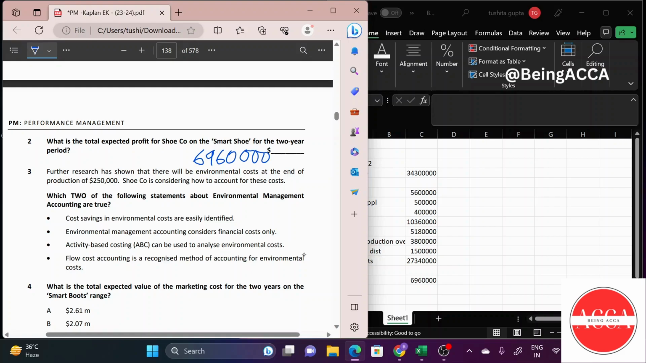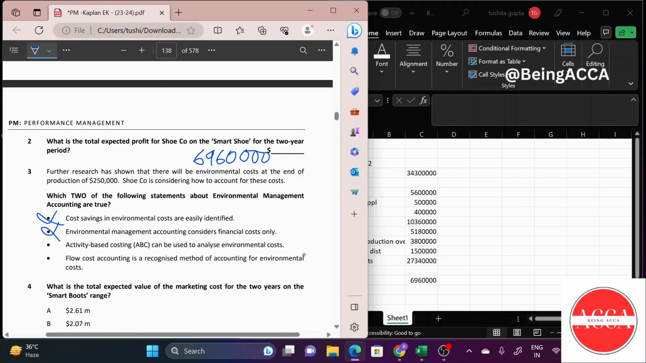Cost saving in environmental costs are easily identified. No, this statement is not correct, because identifying the costs of environment related activities is actually more difficult. Environmental management accounting considers financial costs only. This statement is also incorrect, because environmental management accounting will actually help you to generate and analyze both financial and non-financial information. So this is also incorrect.